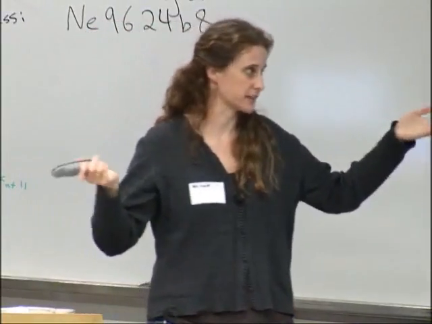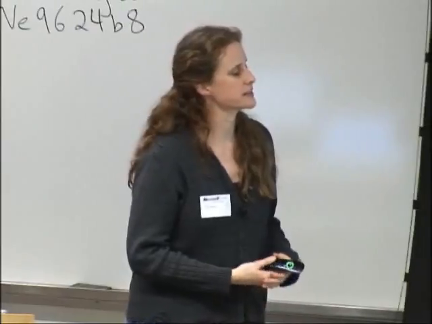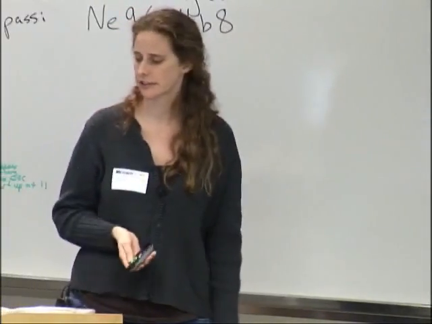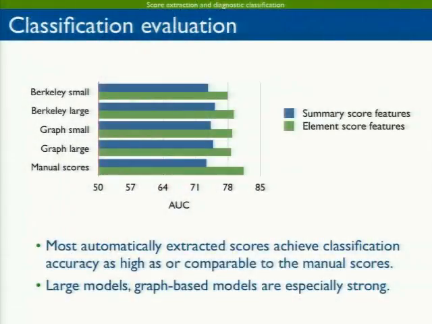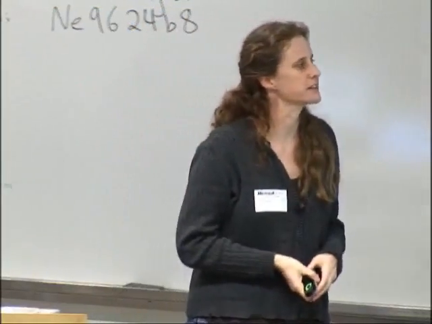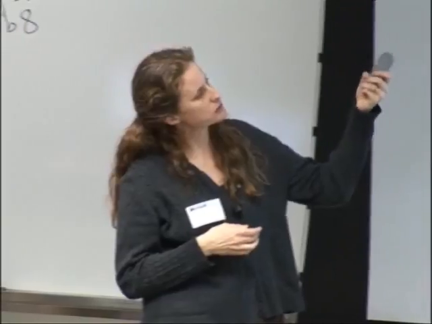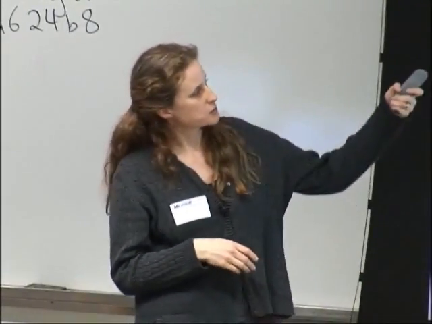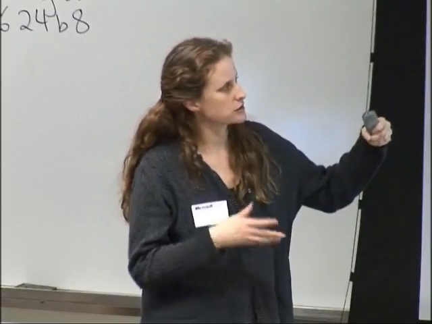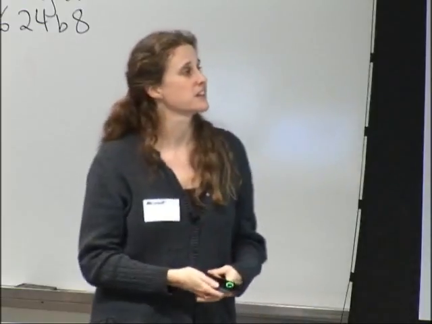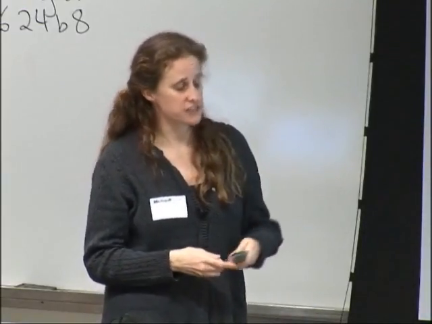got that element correct. And then we're going to evaluate this in terms of area under the receiver operating characteristic curve using leave pair out validation. And so with AUC, 0.5 is chance, and 1 is perfect. So anything greater than 0.5 is good, and the closer it is to 1, the better it is. So we can see here that the summary score feature, which is what's reported normally, does pretty well. It's about 0.75 for most of them, but actually the element score features are much, much better. And they're getting very high classification accuracy.